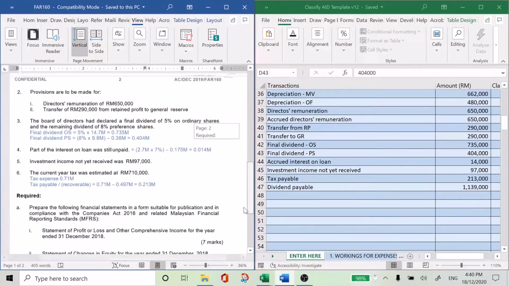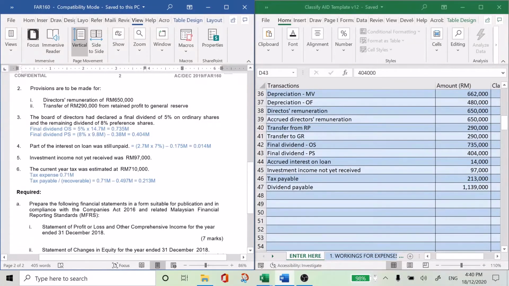So when you calculate the unpaid interest on loan, first we find the total interest on loan, 2.7 million times 7%, minus whatever amount is recorded in the trial balance, which usually refers to the amount of interest on loan paid. Paid interest on loan is 175,000. So they still have a balance of 14,000. I include that as accrued interest on loan, 14,000.